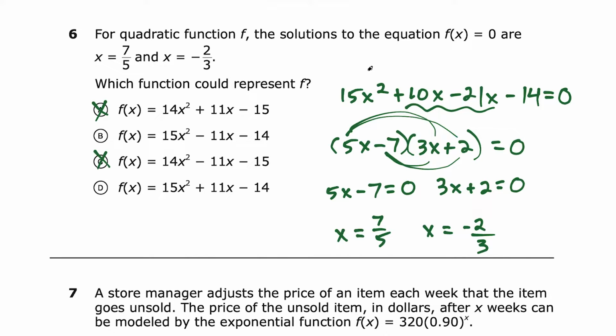And now if I combine like terms, I have 15x squared, 10x minus 21x is minus 11x, and minus 14 is equal to 0. Okay, so we'll just make this a little neater. So our function f of x is going to match up with choice B.